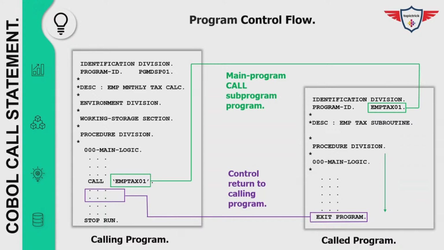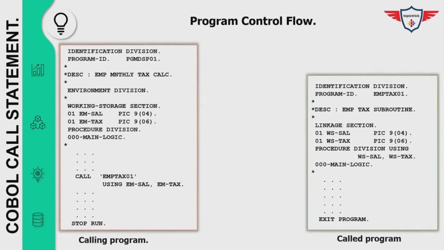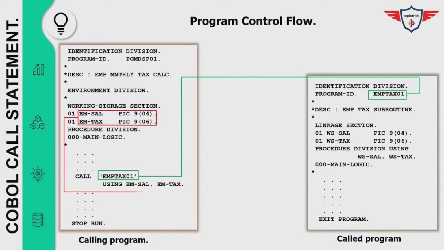Now let's look at the second example where we would be sending data from the main program to the subprogram. So in this example, again we have two programs. The first one is a main program and the second one is a subprogram. In the main program, we have a working storage section where we have defined two variables. The first one is salary and the second one is tax. We would be sending salary to the subprogram. The subprogram calculates the tax and returns the value to the main program.